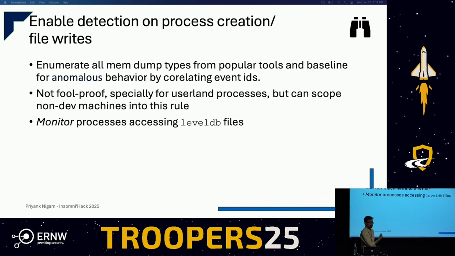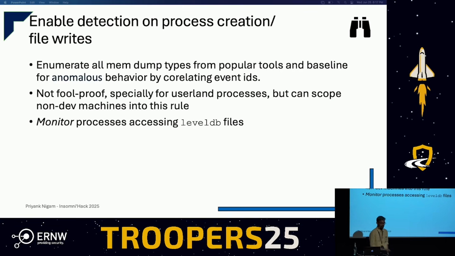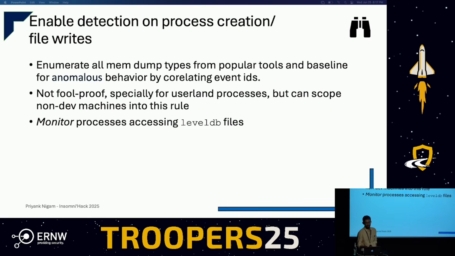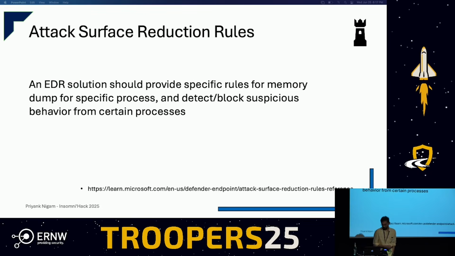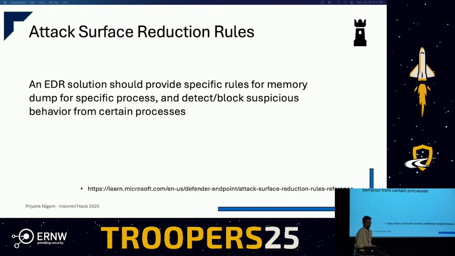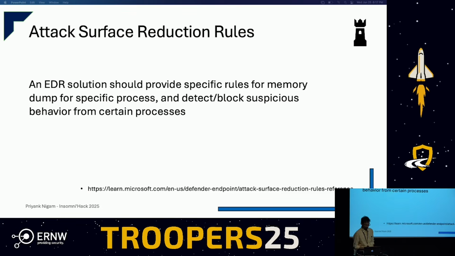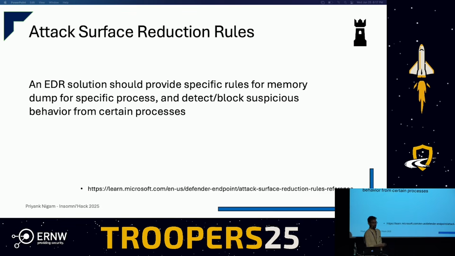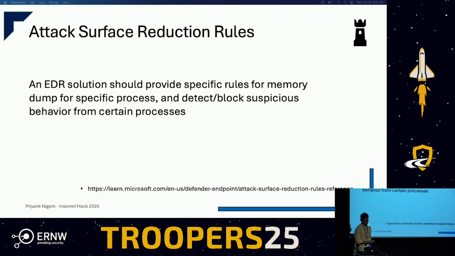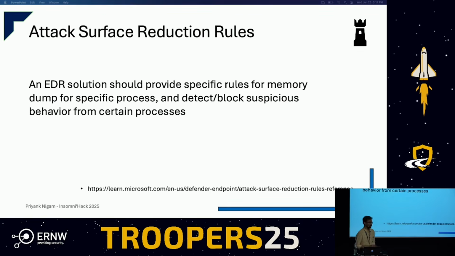And then similar things for monitoring the file system as well. So for example, we showed LevelDB files and stuff like that. Nobody should be accessing that besides the browser, right? Or the application binary which created that folder, right? There are a bunch of attack surface reduction rules which detect and block suspicious behavior from certain processes. So those should always be enabled. Windows Defender has a bunch of them, but I'm pretty sure every EDR does that.